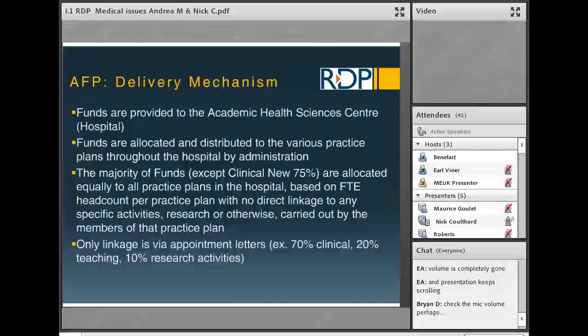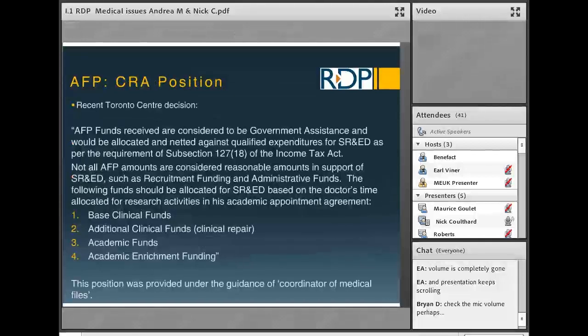So our analysis of that is that there is really no direct link from AFP funds to any sort of direct SR&ED work being completed. Certainly there's a range of activities and services that AFP funds are for, but SR&ED is a very special subset of research, and what AFP was intended for is probably not lining up directly with the SR&ED activities. The AFP is much broader than the definition of SR&ED by any means.